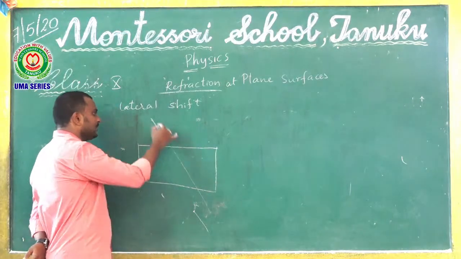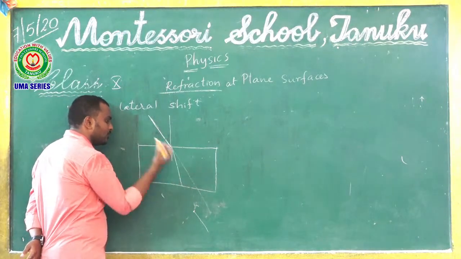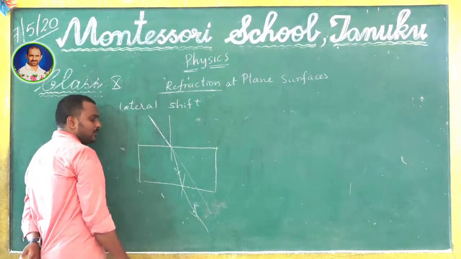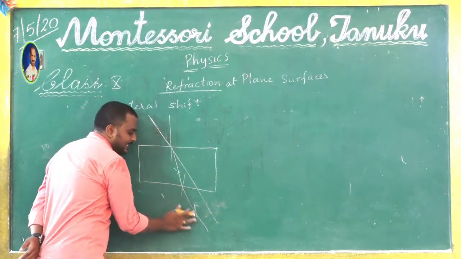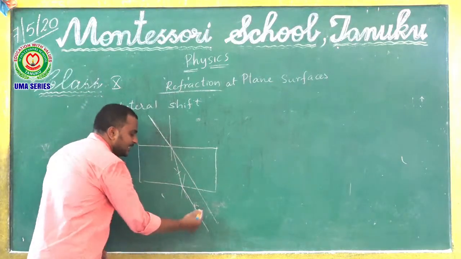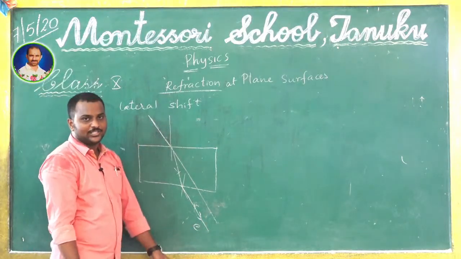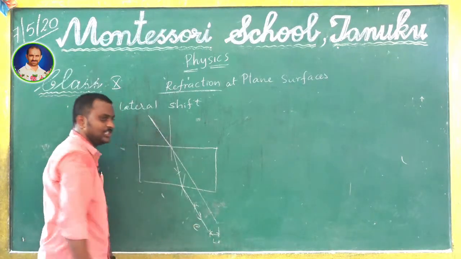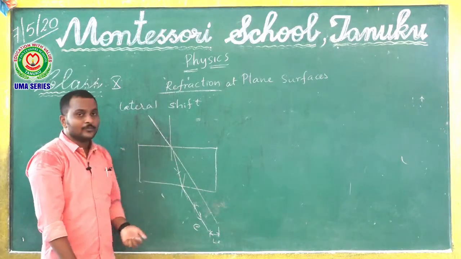Why? Because when the light ray travels from rarer to denser, it bends towards the normal, and when it travels from denser to rarer, it bends away from the normal. This is the actual incident ray, the extended incident ray, and this is the emergent ray, the outcoming ray. There is some difference between the extended incident ray and the emergent ray. The distance between them we call the lateral shift.